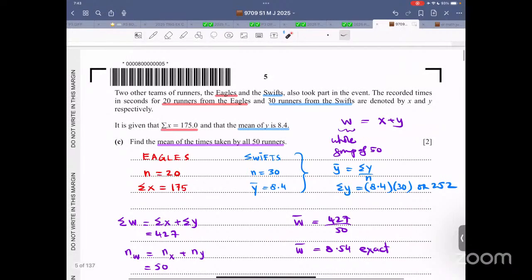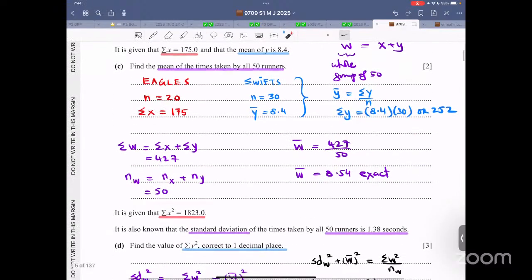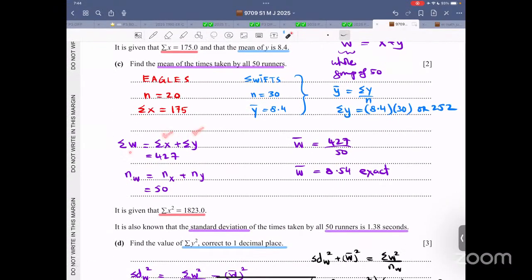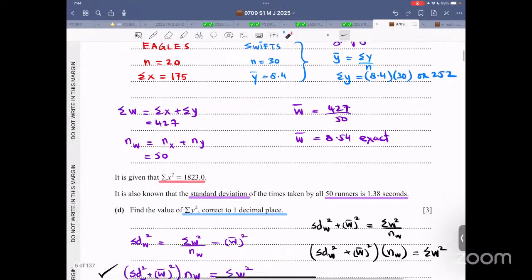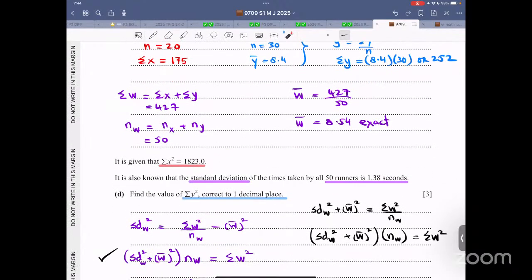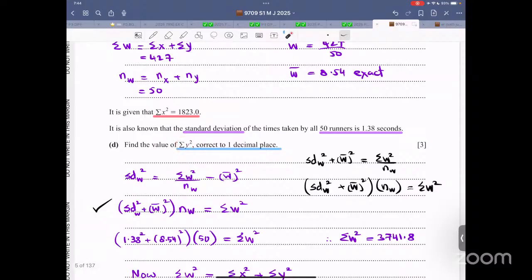So I have W as the symbol for X and Y together, the whole group of 50 runners. Sigma W is basically sigma X plus sigma Y. So I take 175, I take 252, I add them up. The total number is 50. Therefore, W bar is this divided by this. It so happens that this three significant figure value is actually an exact value. Let's move on. It is given that sigma X square is this much. It is also known that the standard deviation of the times taken by all 50 runners is 1.38 seconds. Find the value of sigma Y square.